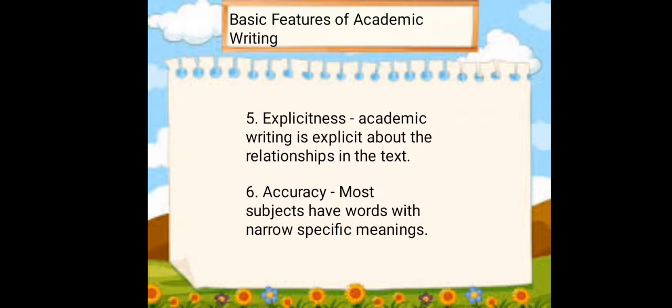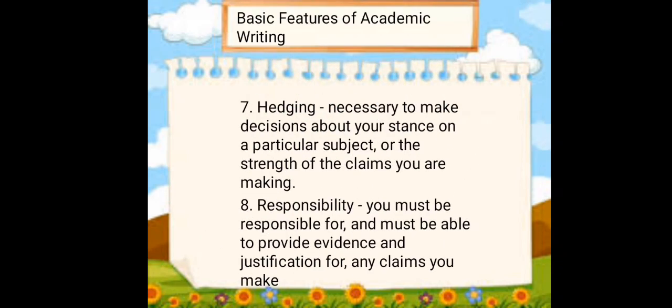Number 6 is accuracy. It talks about being factual and true to the opinions and information you are giving. Number 7, hedging. It is necessary to make decisions about your stance on a particular subject or the strength of the claims you are making. In this part, you are examining if this is factual, if this is true, will this be necessary? Is what I put correct? Is my evidence strong? You are examining your work.